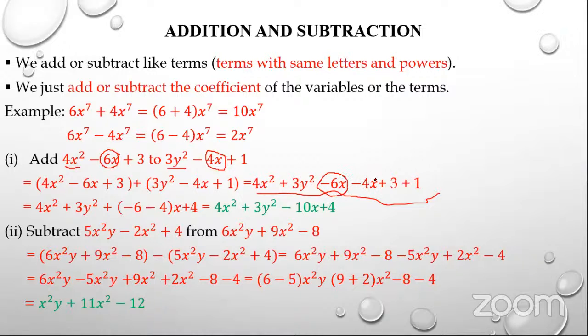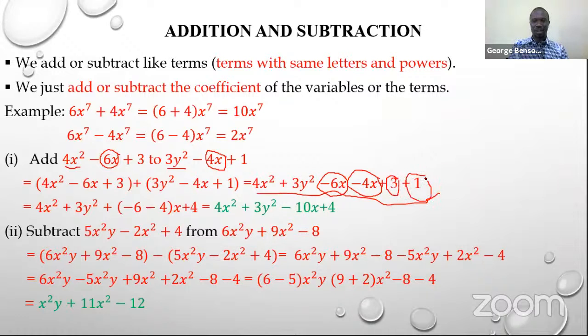6x minus 6x and minus 4. So these are the two that we have to work on. And of course, the constant to this one and this one. Is that okay? So this will still remain the same, and this will still remain the same because we cannot add them. They're not like terms. Then now I put the minus 10x and plus 4 to go.